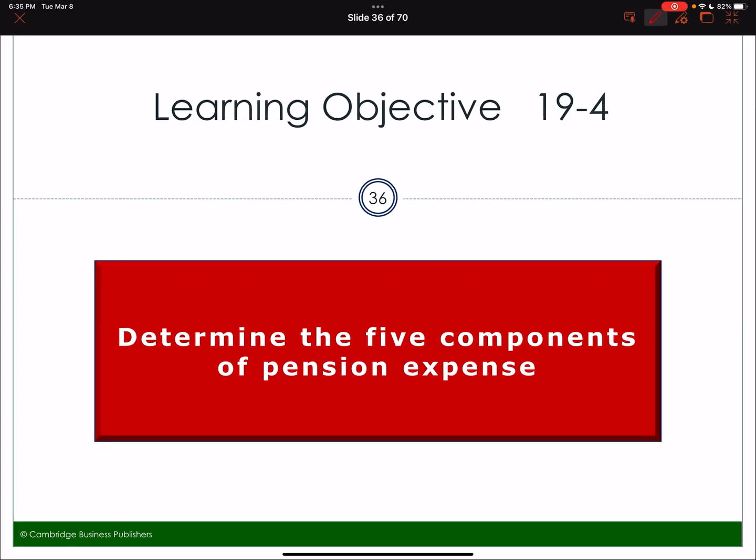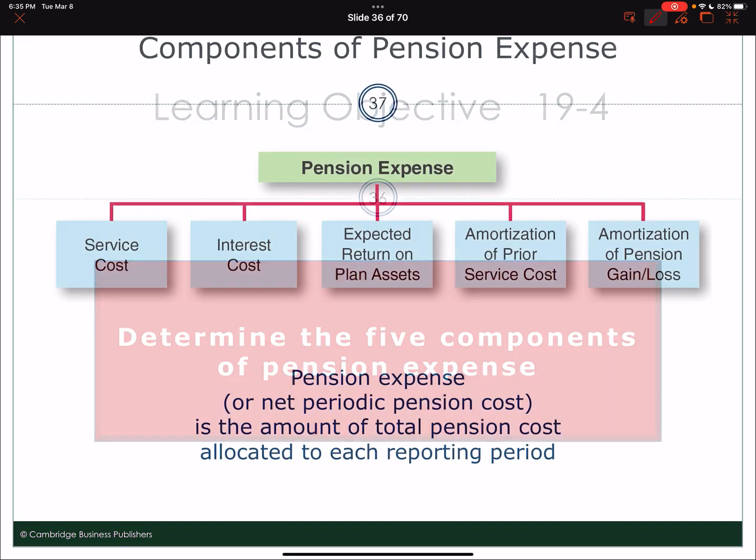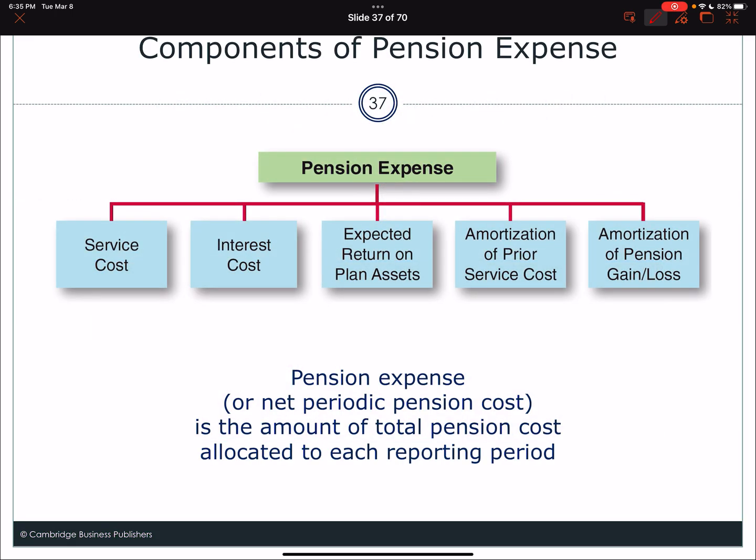All right, now we're on to pension expense, and this is where things will get a little bit tricky. But we're going to take all these pieces, the plan assets, the liabilities, the pension expense, and we're going to pull it all together at the end so it'll make more sense. Pension expense is going to be made up of a couple different things.